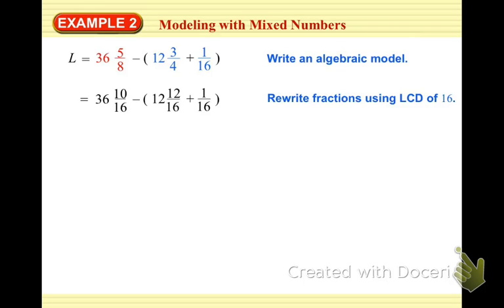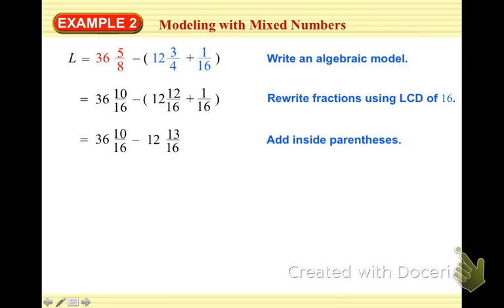So rewrite all the fractions with the denominator of 16. So we take the 5/8 and multiply it by 2/2. We take the 3/4 and multiply it by 4/4. And then 1/16, of course, is already with a denominator of 16. So inside parentheses, the 12 and 12/16 plus the 1/16 becomes 12 and 13/16.